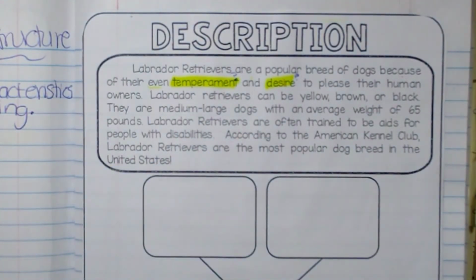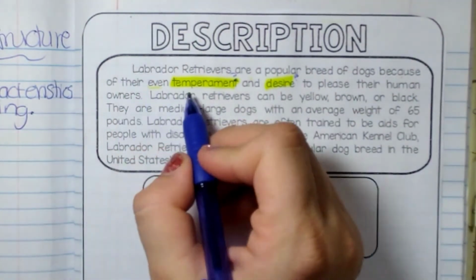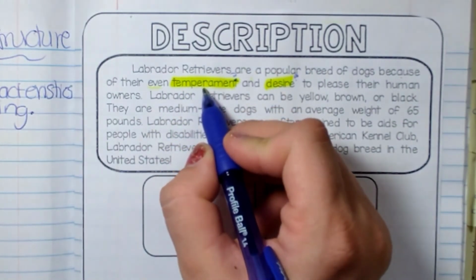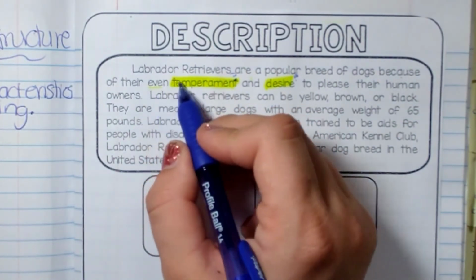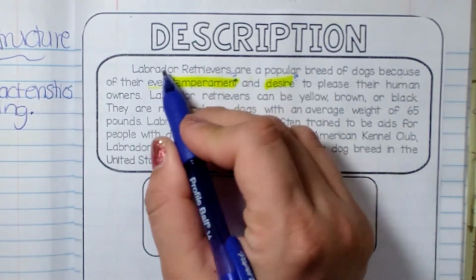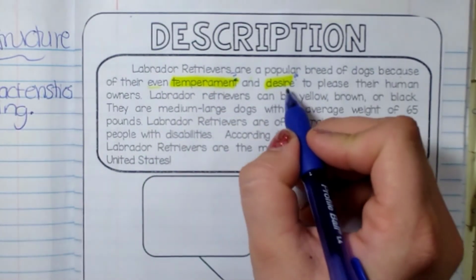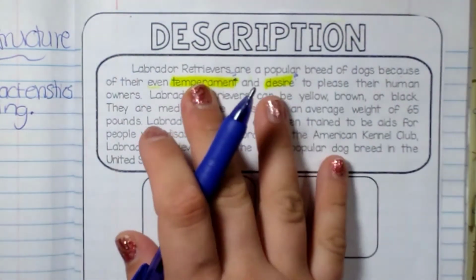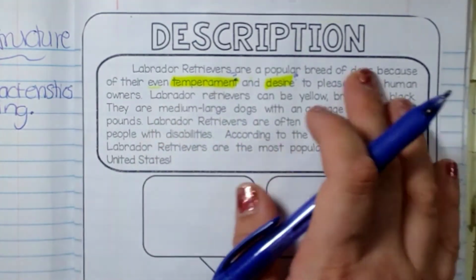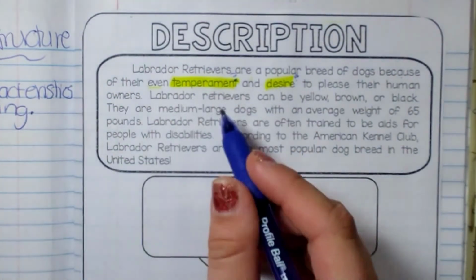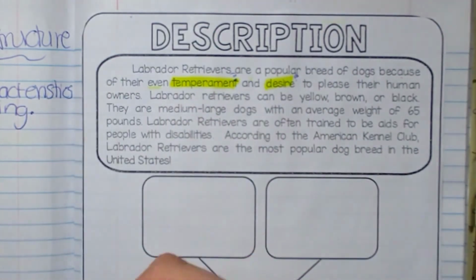Before I move on, I'm going to see if I can figure out what these words mean because of their even temperament and desire to please. So temper is when someone gets mad, but an even temper might be that they're really nice. Their temper is how they act. And desire to please, they want to, I think. So those two words, now that I know them, I understand this. So now I'm going to go through and see if there are any key words.